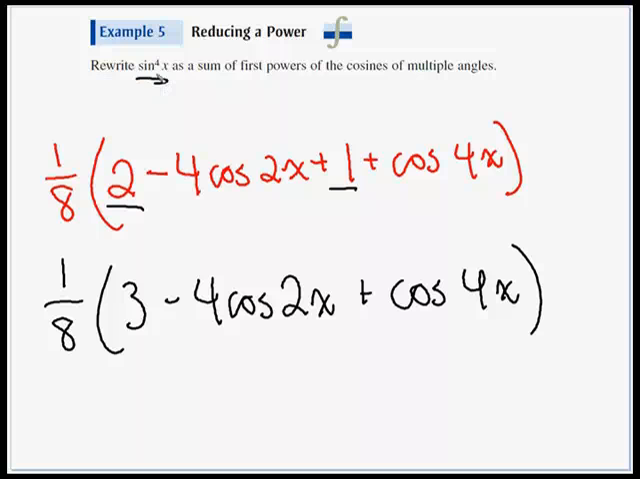And we rewrote sine to the 4th power. We broke it down into a sum of first powers of cosines and multiple angles. So here are our cosines. Our multiple angles are 4x and 2x. We've reduced the power from 4th power down to 1st power.